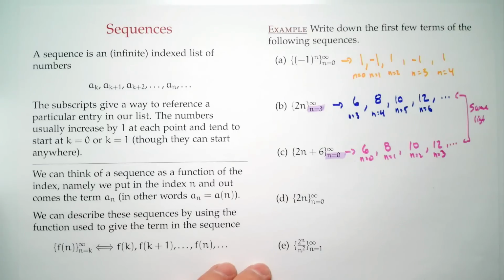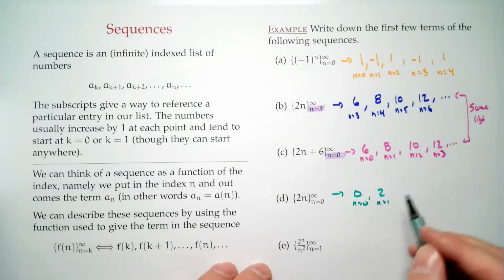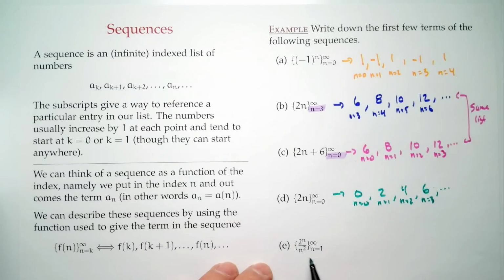2n from n equals 0 to infinity. What's the first term? 0, and then 2, and then 4. Okay. And you can see where this is going. Yeah. How about, this one's a little bit more challenging. 2n over n squared. N equals 1 to infinity. What's the first term? Well, it'll be 2 to the 1 over 1 to the 2, which is 2.